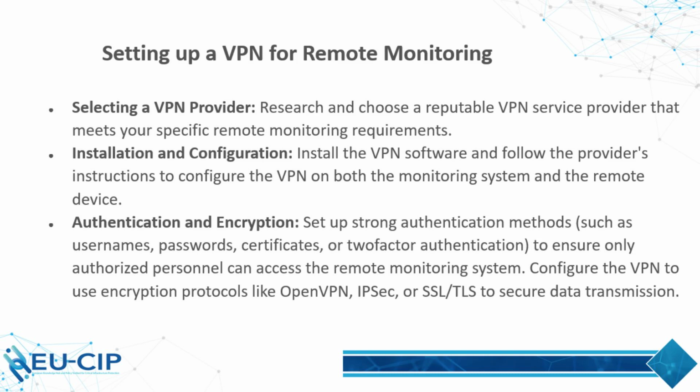Installation and configuration. Install the VPN software and follow the provider's instructions to configure the VPN on both the monitoring system and the remote device. Authentication and encryption. Set up strong authentication methods, such as usernames, passwords, certificates, or two-factor authentication, to ensure only authorized personnel can access the remote monitoring system. Configure the VPN to use encryption protocols like OpenVPN, IPsec, or SSL/TLS to secure data transmission.